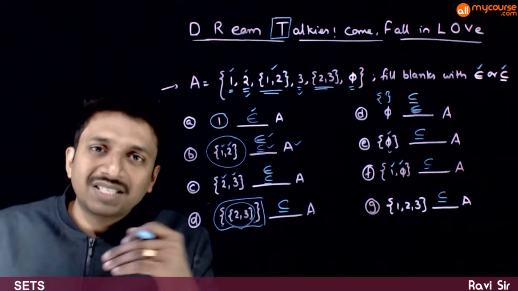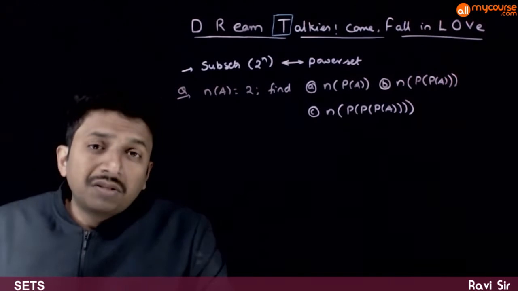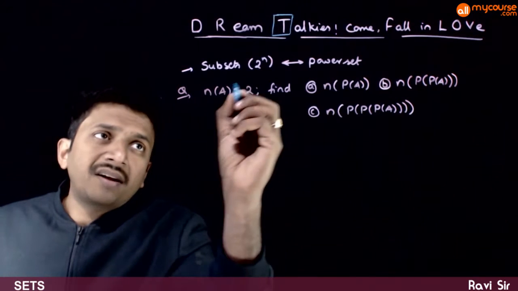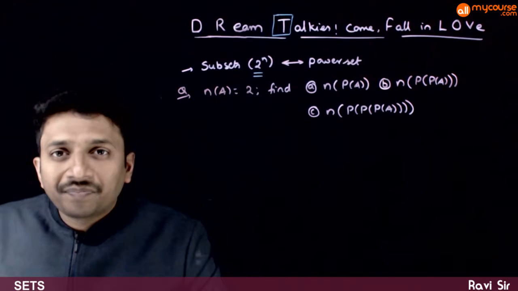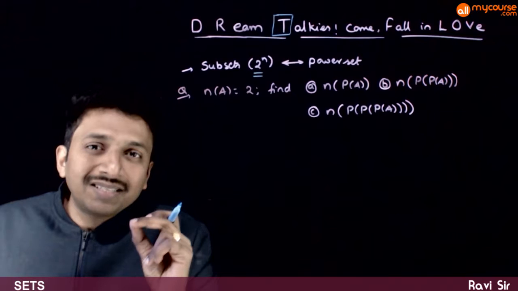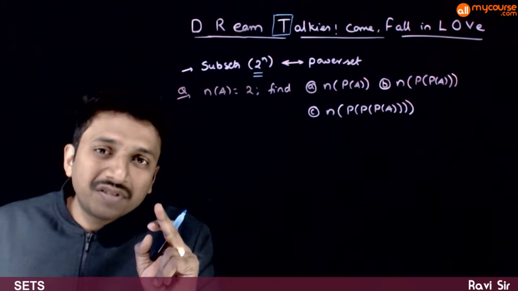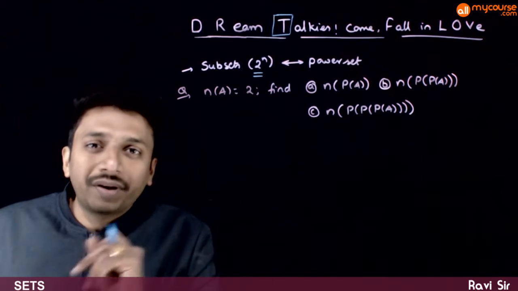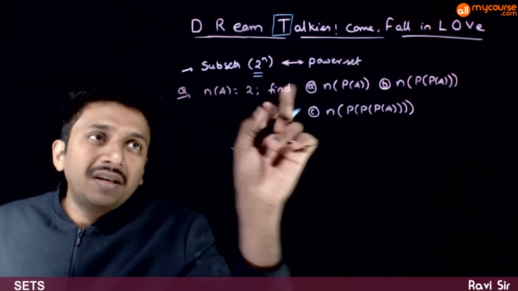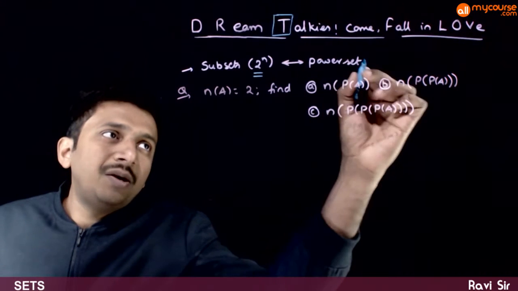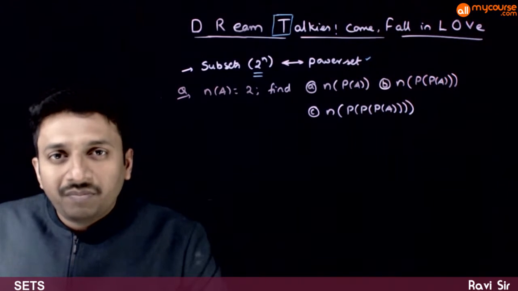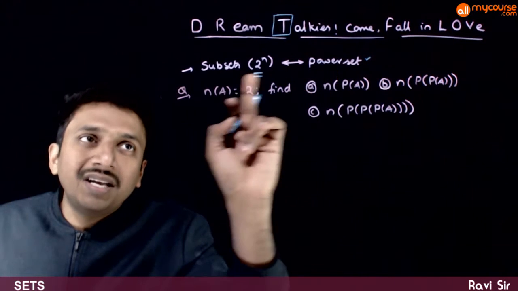So now let us go to the next type of question. The next type of questions are from the formula 2 power n. If a set contains n elements, then the number of subsets is given by 2 power n. And these questions will be related to the concept of power set also, because power set is the set containing all the subsets.